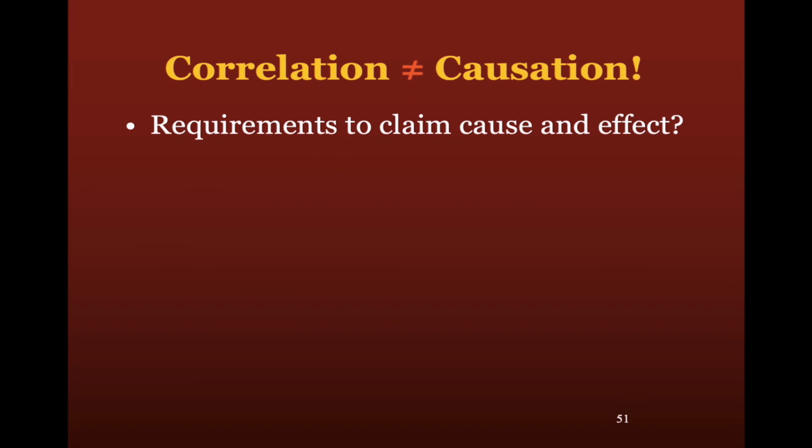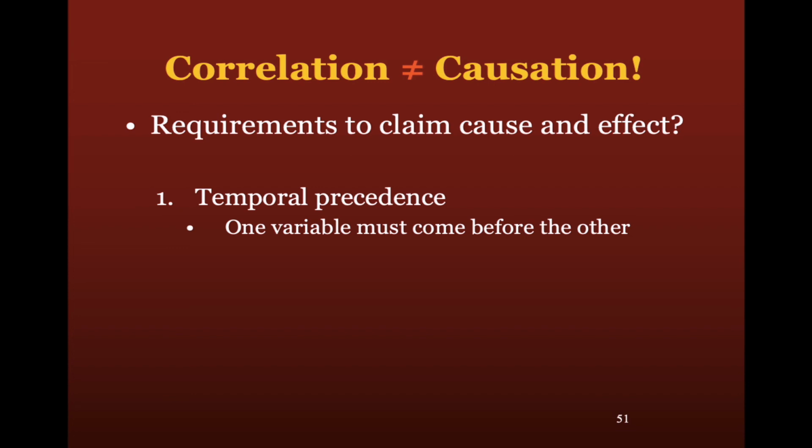We talked about before the three requirements for making a causal claim, right? So temporal precedence, again, the idea that the causal variable must come before the effect variable. If we're arguing that eating ice cream causes people to commit murder, then people would have to eat ice cream before they committed the murder, right? It couldn't be they committed the murder and then ate ice cream. Then that wouldn't make sense. So the cause has to occur before the effect.